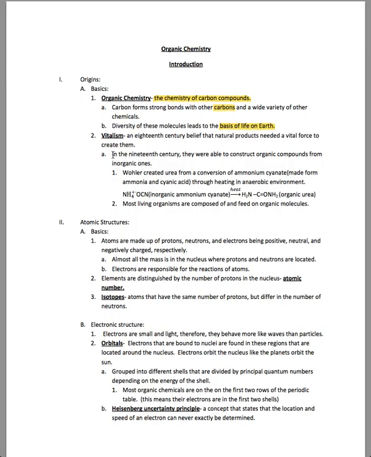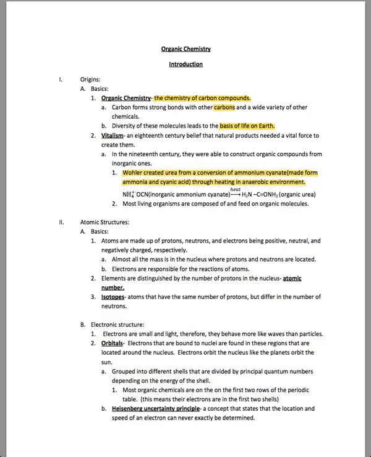So, where did this all begin? Well, in around 1830, there was a scientist that created urea from heating ammonium cyanide in an anaerobic environment, no oxygen. And from there, we went from an inorganic compound to an organic compound. And that's dubbed as the beginning of organic chemistry.